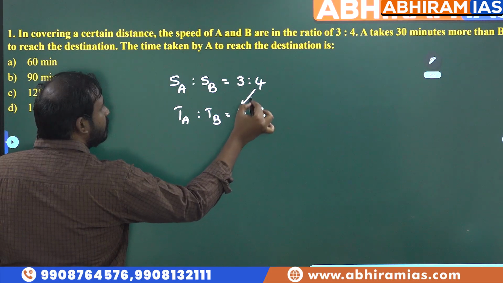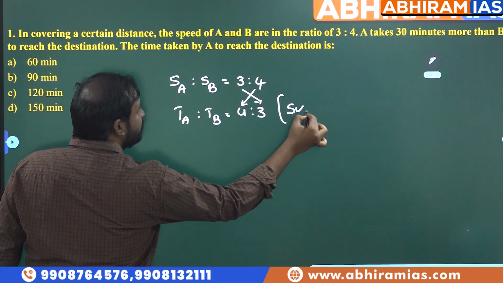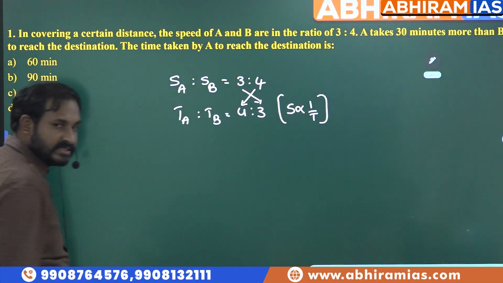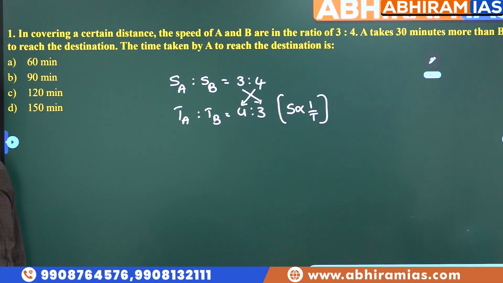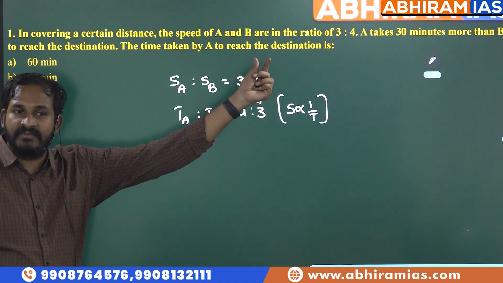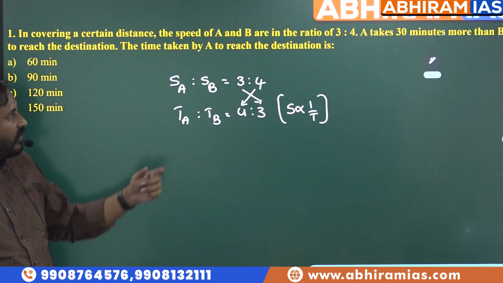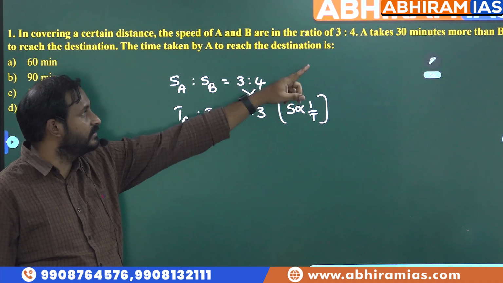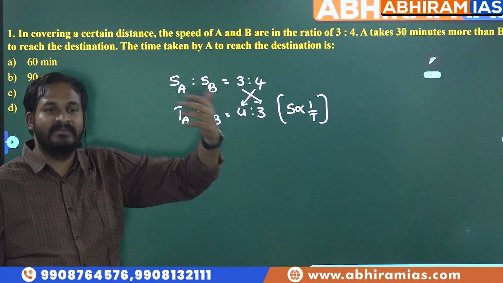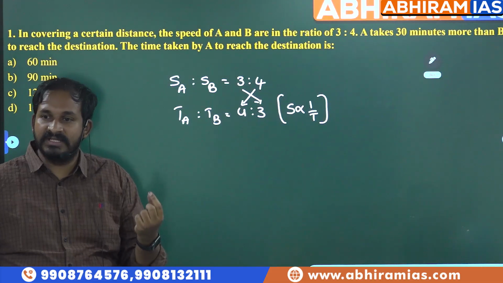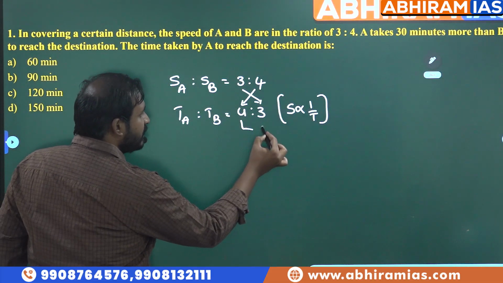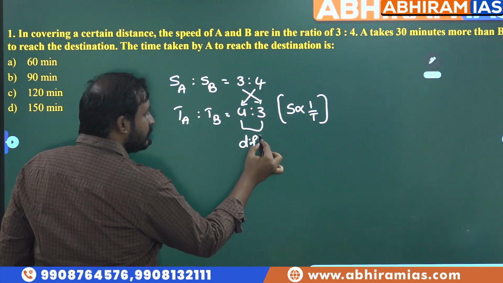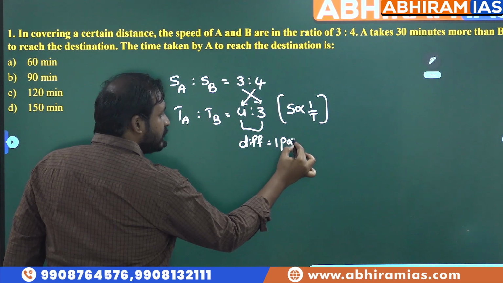4:3. Why? Because speed is inversely proportional to time. So 4:3. We know one logic: difference in ratios will be equal to difference in values. So what is the time difference between A and B? 30 minutes. A takes 30 minutes more, right? Here, in the ratio, the difference is how many parts? The difference is 1 part.